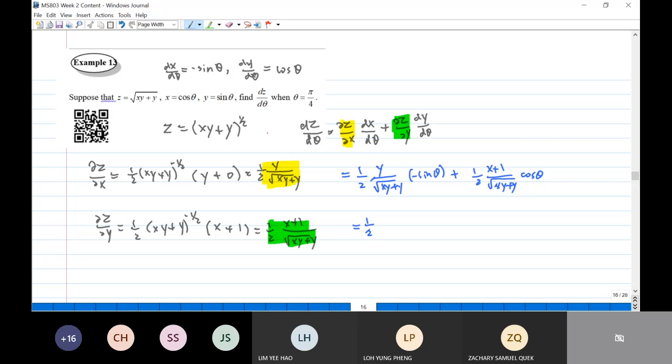Okay, so now what is that? What is actually going on is that theta is pi over 4, right? So what is x here? X is cosine theta. Theta is pi over 4. So this is square root 2 over 2. Okay, x is square root 2 over 2. And what is y? Y is sine pi over 4. This is square root 2 over 2 again.